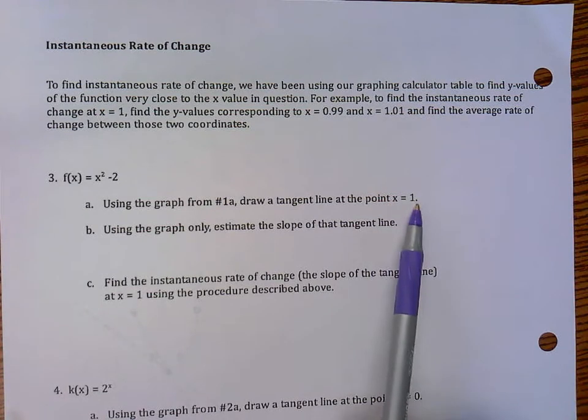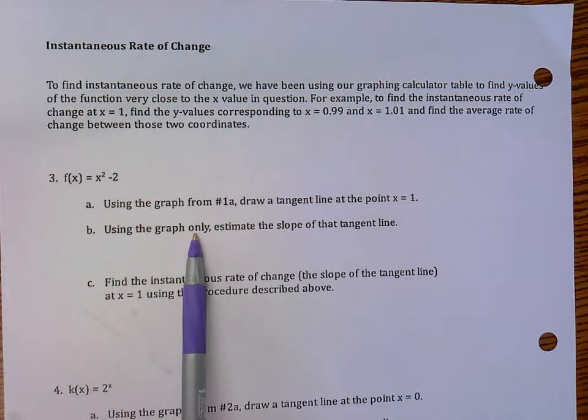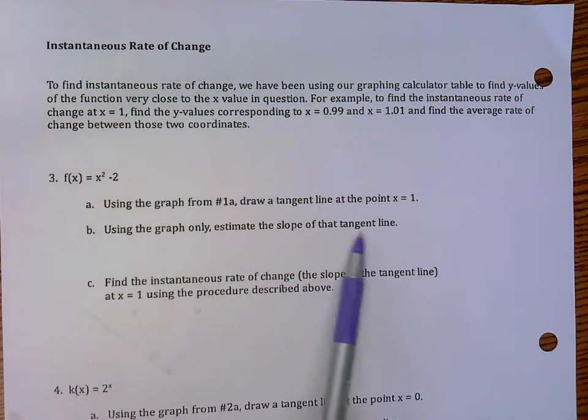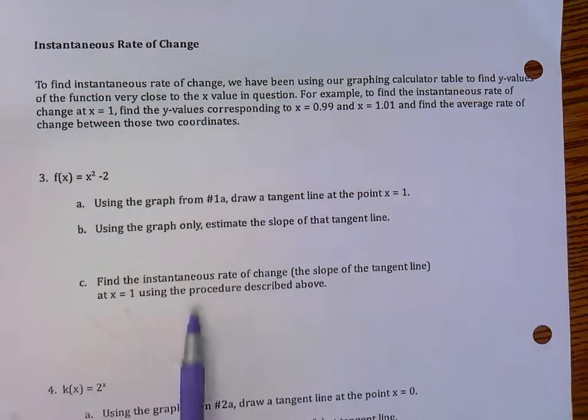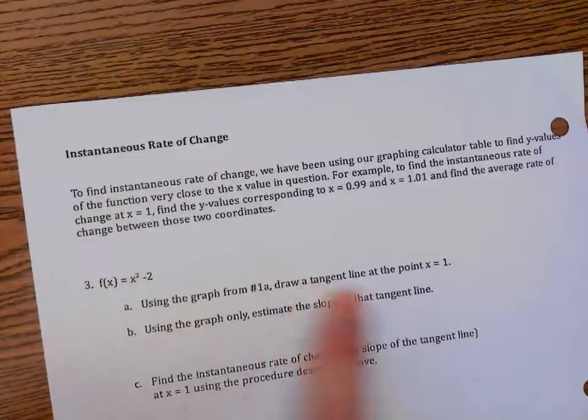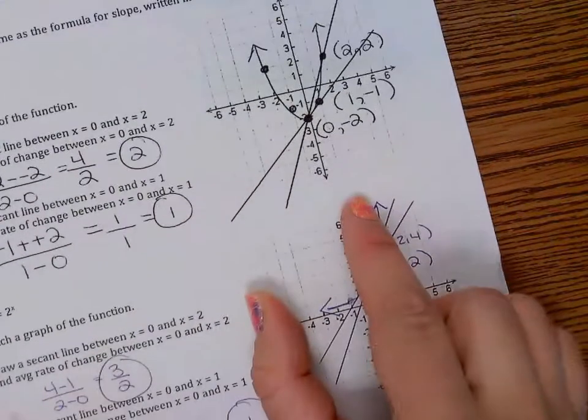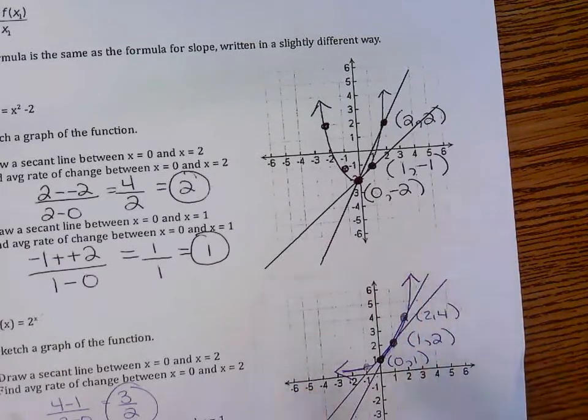And then it says, using the graph only, let's estimate the slope of that tangent line and then actually find the instantaneous rate of change. So they want us to find it at 1. So go to 1 on your graph. I'm going to draw it in a different color.